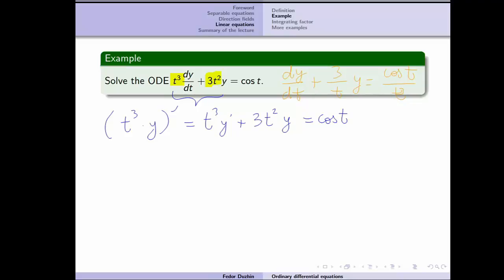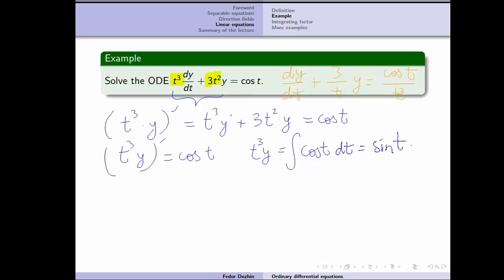Alright, so let me write it again. The derivative of the product t cubed y is cosine t. Imagine that instead of y being the unknown, the whole product, t cubed times y, is the unknown. This expression tells us that the derivative of this unknown function is cosine t, which means that the unknown function itself, which is now t cubed times y, is the integral of cosine t, which is sine t plus a constant.